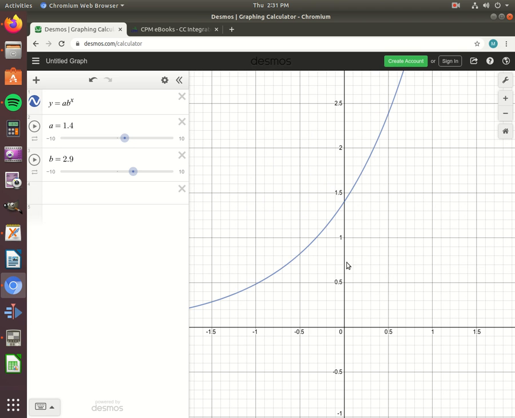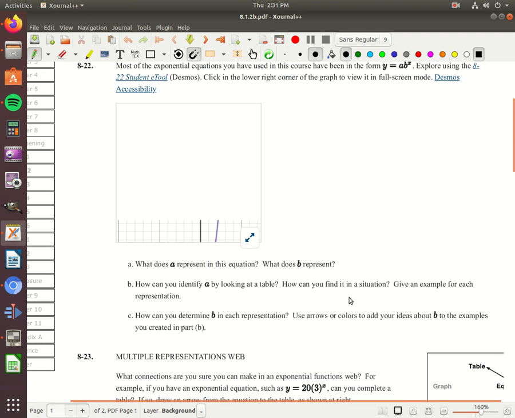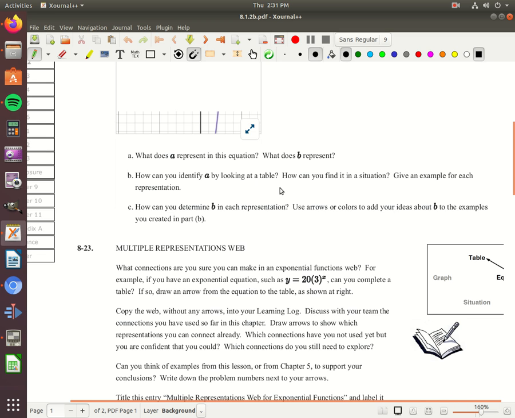And like we said, the B makes it steeper or flatter. So that's what the A and the B do. It changes either the y-intercept, the starting point, or it makes the multiplier either steeper or flatter. We're either multiplying by a bigger or smaller number. How can I identify the A by looking at the table? Well, the A is going to be the 0 term, like we said. And then how can I determine the B in each representation?